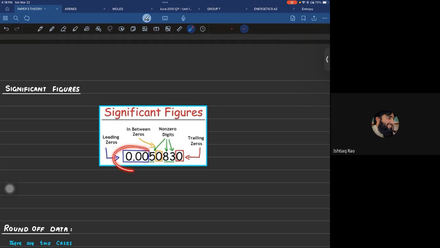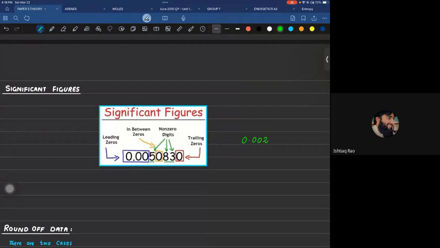Leading zeros are not significant, and in-between zeros are significant. A non-zero digit, whichever it is, is significant, and trailing zeros are significant. That's the concept.